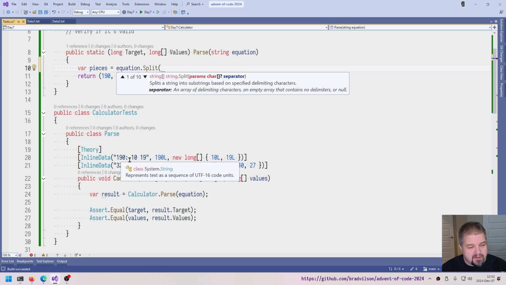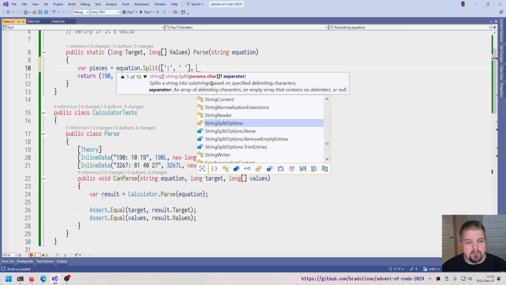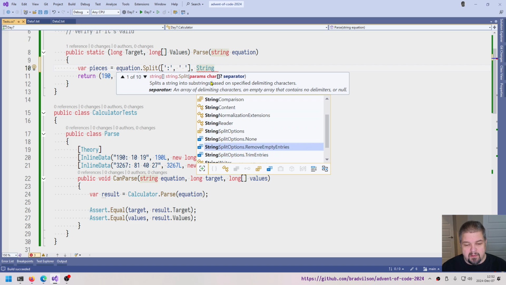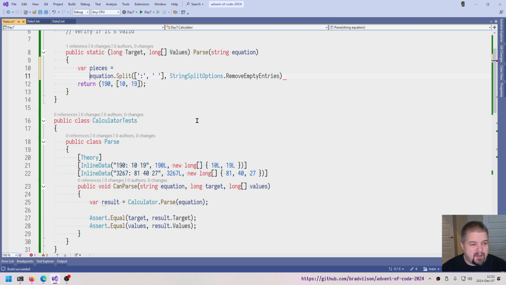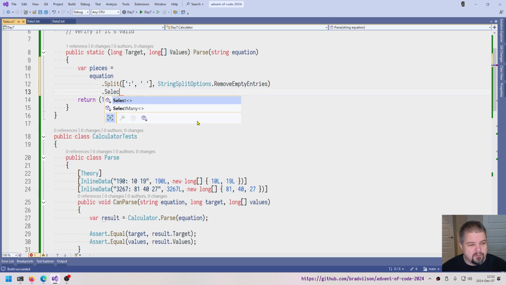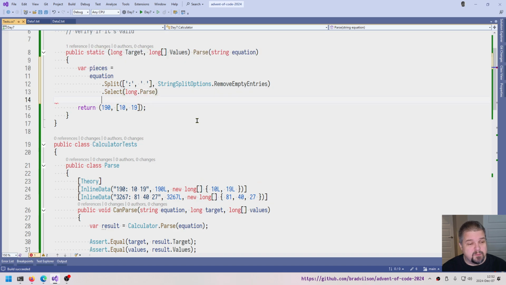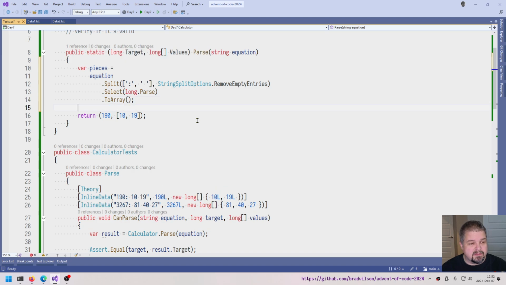Now, looking at this data, the things that separate us are colons and spaces. So let's split on colons and spaces. We have both a colon and a space here, and we don't want an empty, so we'll do string split options remove empty entries. All right. So we'll do that. We're going to do equation split, and then we're going to do our friend now long parse instead of int parse. And then we're going to do a ToArray on that.